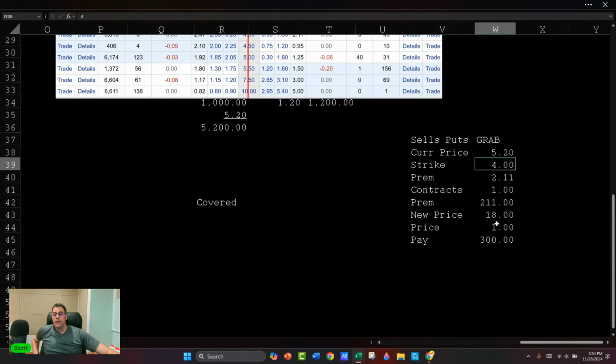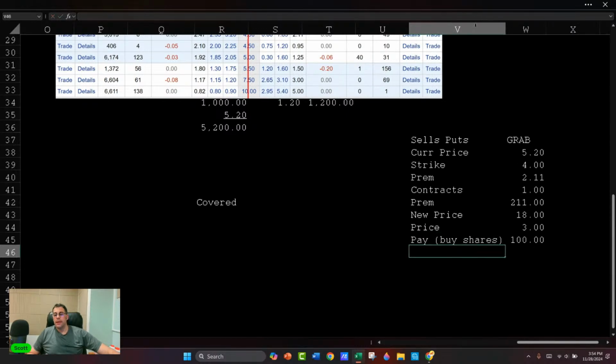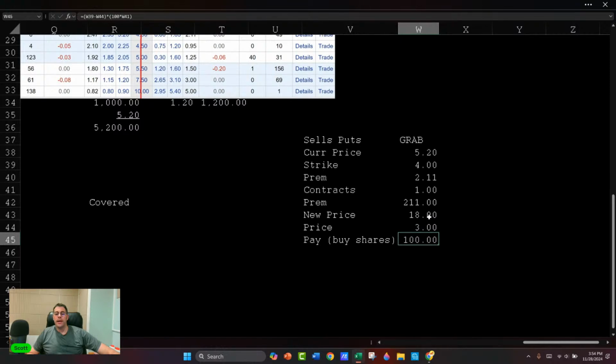But once it falls below 4, say it falls to 3, then you have to buy the shares. You have to pay out of pocket. You have to buy the shares at a $4 price, even though they're $3 each. So you lose $100. So you would have profited $111 in this case because you collected $211 premium.